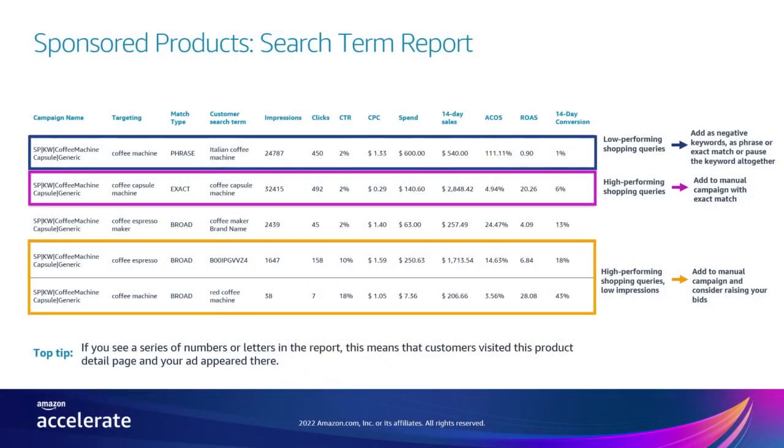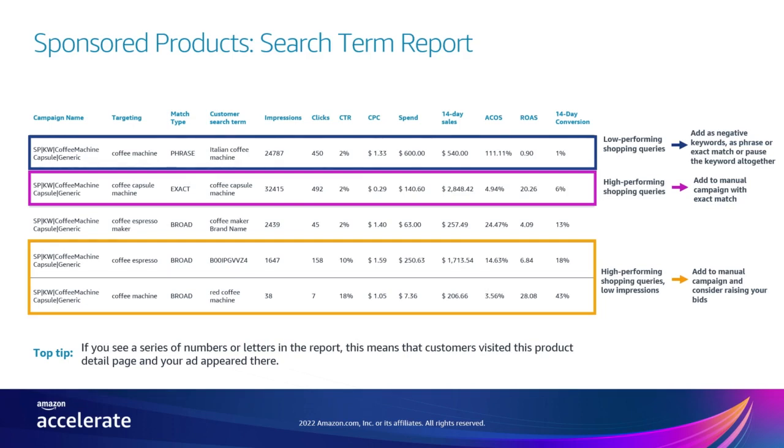To keep these keywords from spending budget from this campaign, we recommend adding them as negative keywords using exact match. As an additional tip, in the customer search term column of the report, you may notice alphanumeric entries alongside some more recognizable shopping queries, such as phone case. These alphanumeric entries correspond to a product detail page for ASINs on which your ad was displayed.